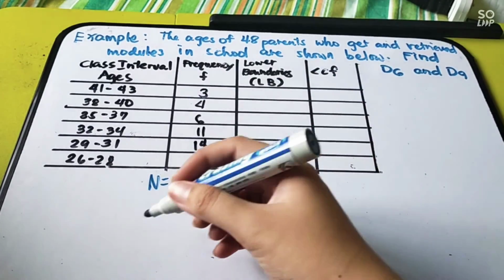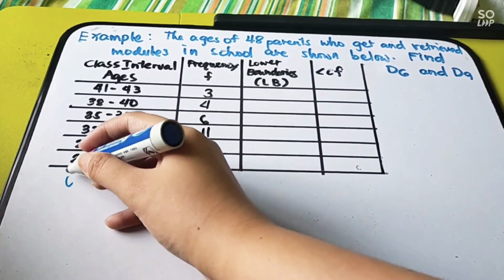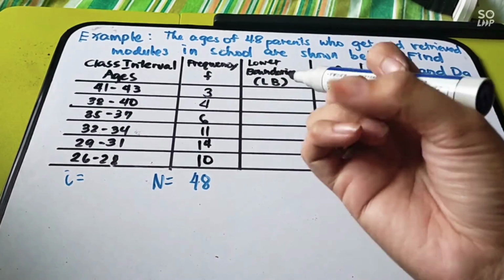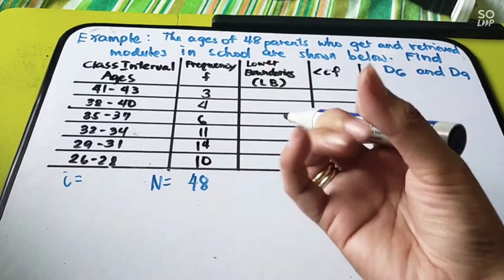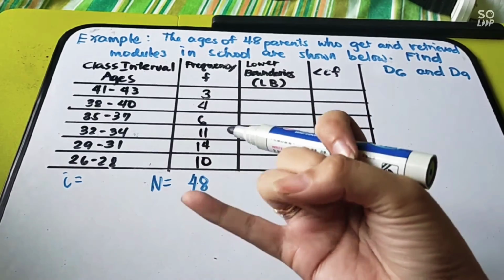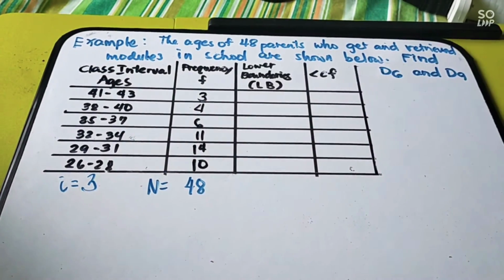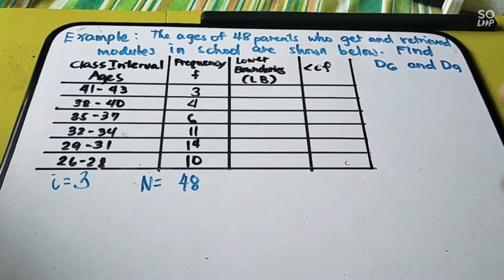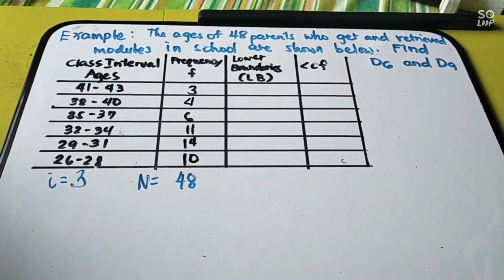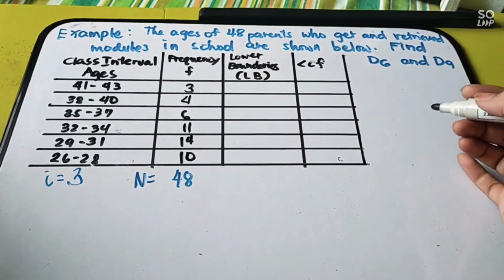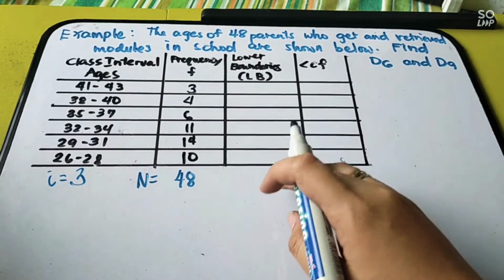So, dapat sakto yan. Then, your class interval, which is your I. So, start tayo: 26, 27, 28, 29, 30, 31, 32, 33, 34. So, as you can see, that is 3. That is your class interval. Nabago na yung class interval natin. Unlike kanina, 5 naman, dito naman, 3 naman. Okay? Then, let us complete the table.